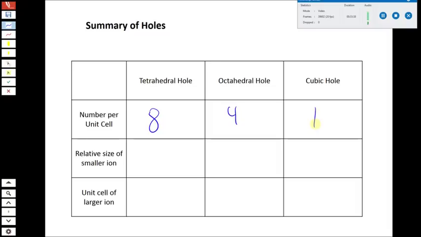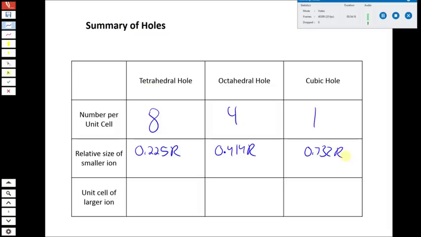And then what we're also going to talk about, and we sort of saw it a little bit when we derived the sizes of these, is what's the size of the smaller ion, usually the cation, that can occupy one of those holes. And this is how we predict which of the holes will be occupied. So we saw that for the tetrahedral holes, their size in a cubic close-packed structure is 0.225 times the radius of the larger ion. We saw that the size of the octahedral hole was 0.414 times the radius of the larger. And then we saw the cubic hole was 0.732. So that's the size of each hole that we derived using geometry.